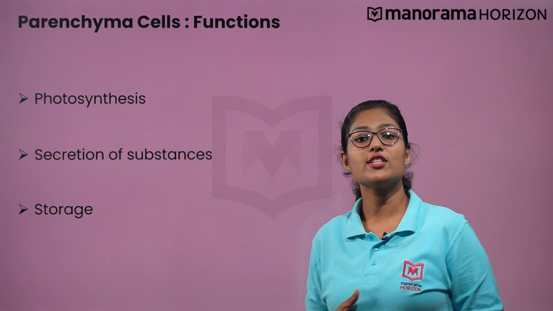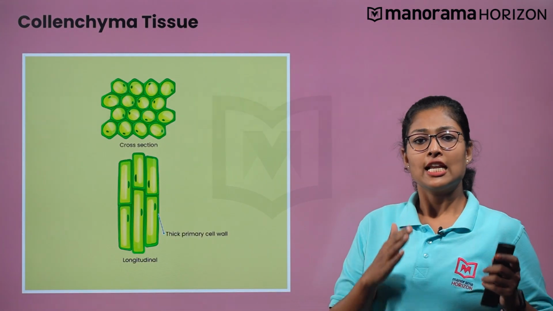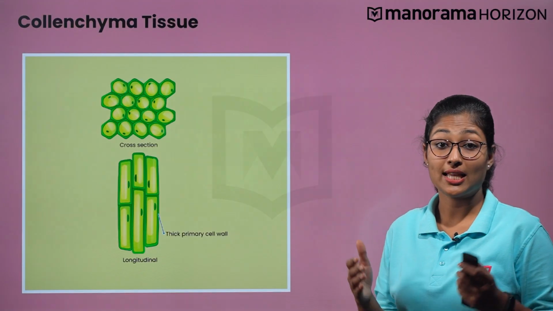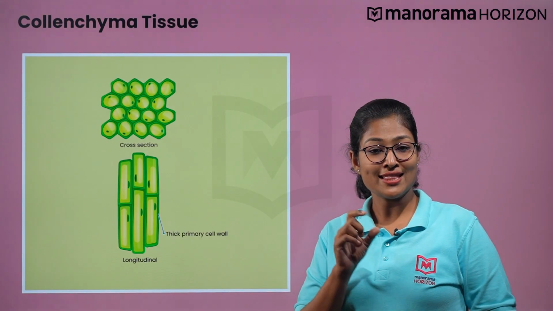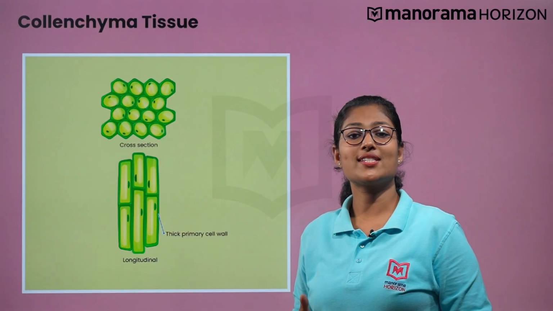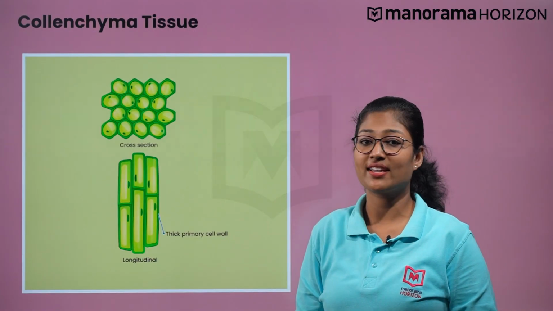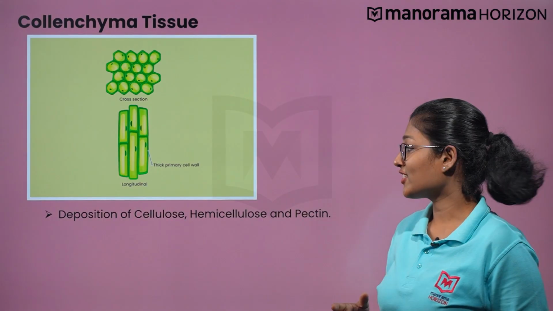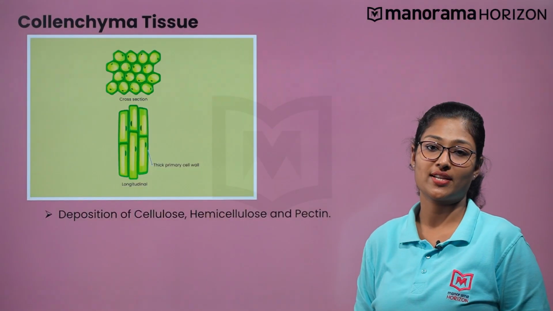The next type of simple tissue is collenchyma tissue. Living collenchyma cells also vary in shape. They may be oval, spherical or polygonal cells. This layer also contains chlorophyll pigments. You can see that the corners of these cells are often thicker than in parenchyma cells. Do you know the reason behind it? It is due to the deposition of cellulose, hemicellulose and pectin.